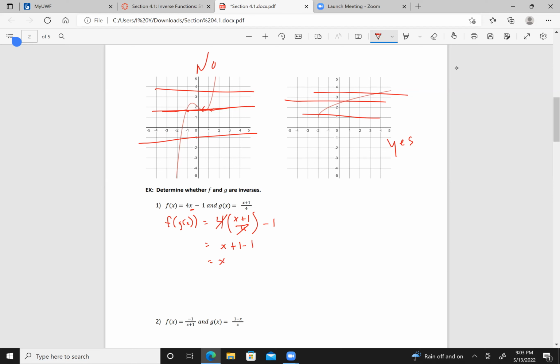So far, so good. But we also have to test g of f of x, which means for every x in g, we plug in f of x. So that means this is 4x minus 1 plus 1 divided by 4. 4x minus 1 plus 1 over 4. 4x over 4, which is x. So yes, they are inverses.